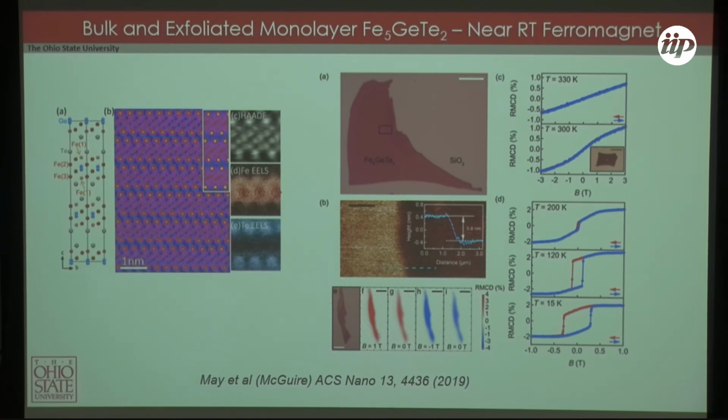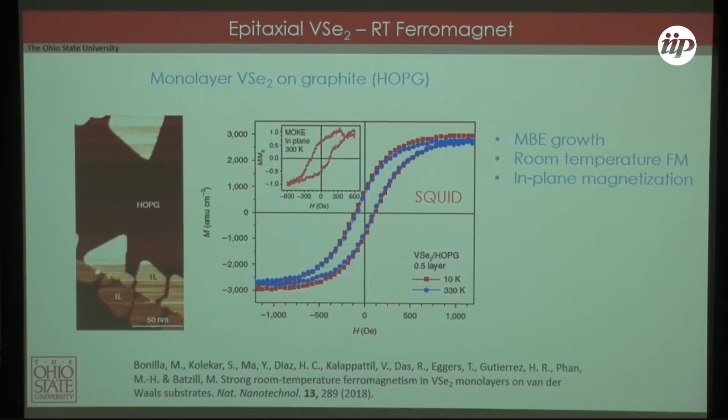I think it's interesting. There are epitaxial films. One is vanadium diselenide, and this is a result on graphite, VSe2 on graphite. They have these nice triangle shapes. I think that's probably important because there are lots of ways it can grow, but if you get triangles, there's a chance that you can see this kind of ferromagnetic hysteresis loop. This is MBE grown. It's a room temperature ferromagnet, and the magnetization is in plane.